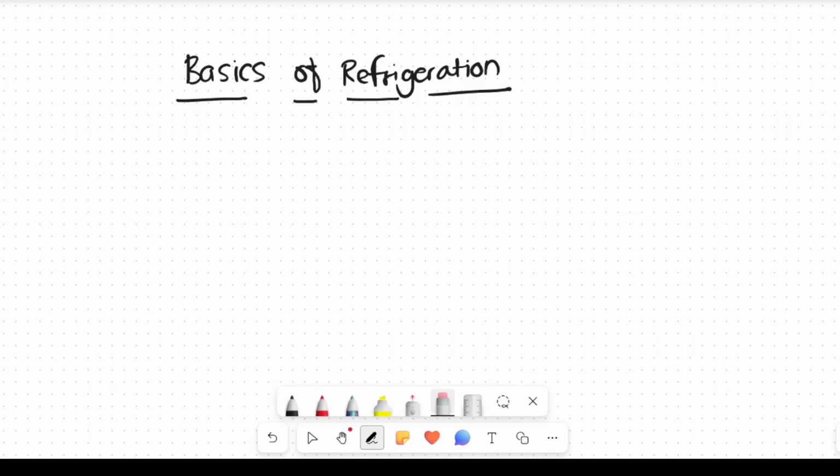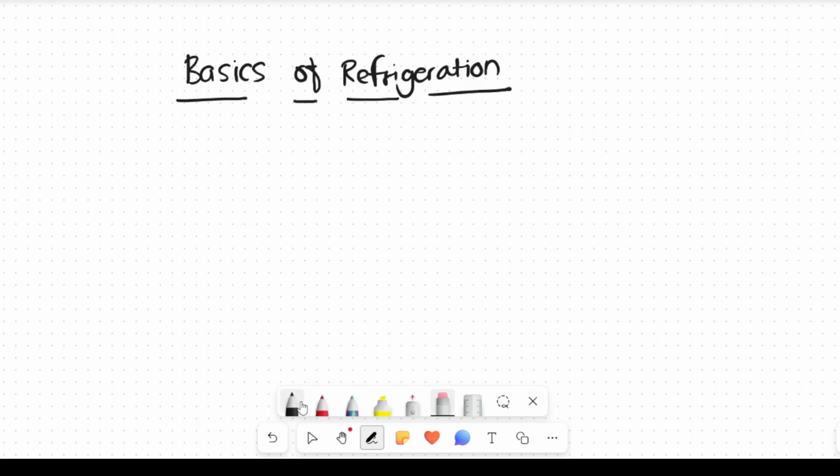In continuation with the quest for learning, in today's session we'll talk about the basics of refrigeration. These are basics which are very simple to understand, and most of the theory and numerical problems will need these basics. So, let us talk.